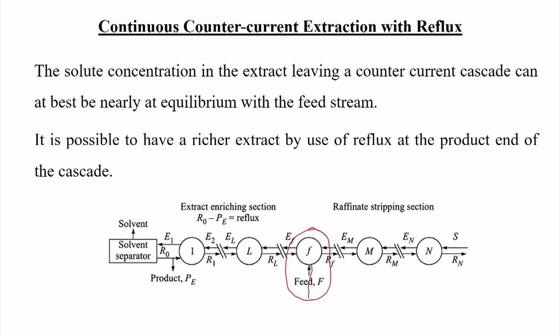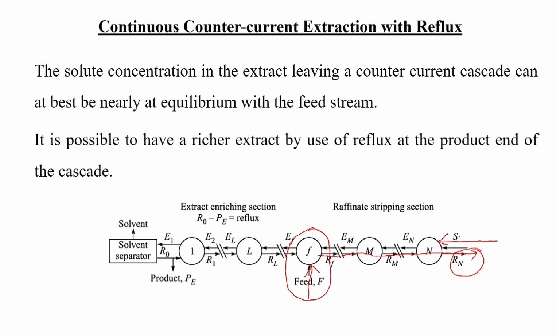So, the feed is added here in the fth stage, and we can make this equivalent like this. The raffinate from this fth stage will follow this route, and then we will get the final raffinate from the last stage, or nth stage, where the extracting solvent was added.